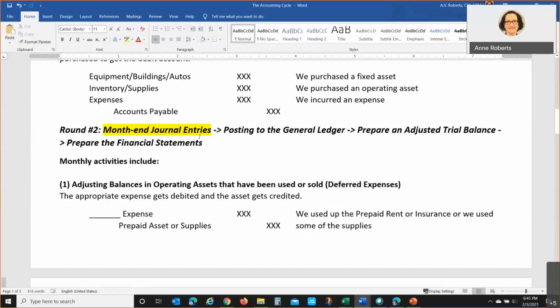Round 2, at the end of each month, we're going to have to make adjustments, because based on what we do on a daily basis in the accounting department, there's just no way to get some items recorded unless we stop at the end of the month, evaluate what's there, and make sure that we've got proper balances in the accounts. So round 1 happens on a daily basis. Round 2 happens on a month-end basis.